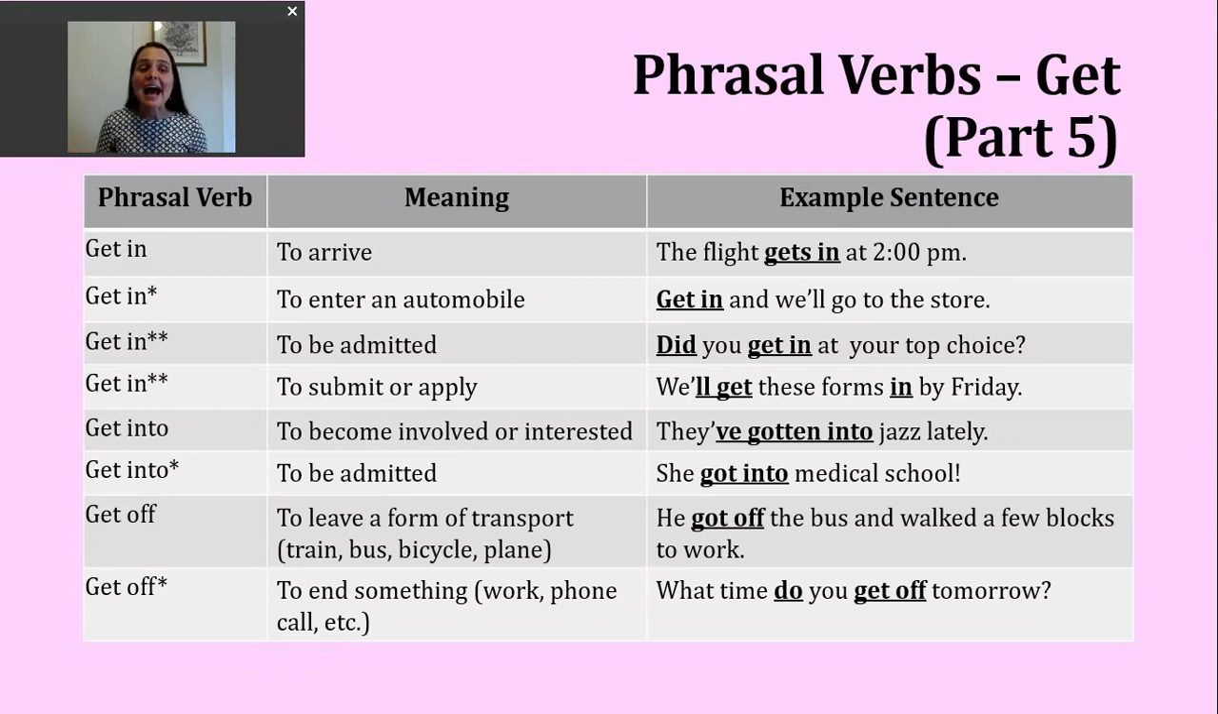Let's take a look at our next phrasal verb. It's "get off." And again, this can have so many different meanings. We're just going to look at two. One is to leave a form of transportation. And this is used with trains, buses, bicycles, planes, but it's generally not used with cars, right? So you'll see an example of that with a later phrasal verb.